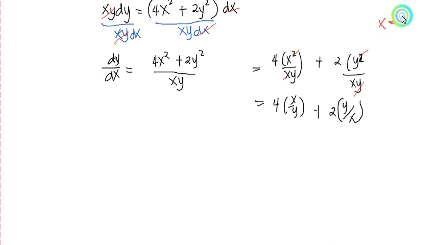v is equal to y all over x. So since this is x over y, therefore this is equal to 4 times v raised to negative 1, or 1 over v. So this is equal to v raised to negative 1 or 1 over v. Plus 2, this is v.